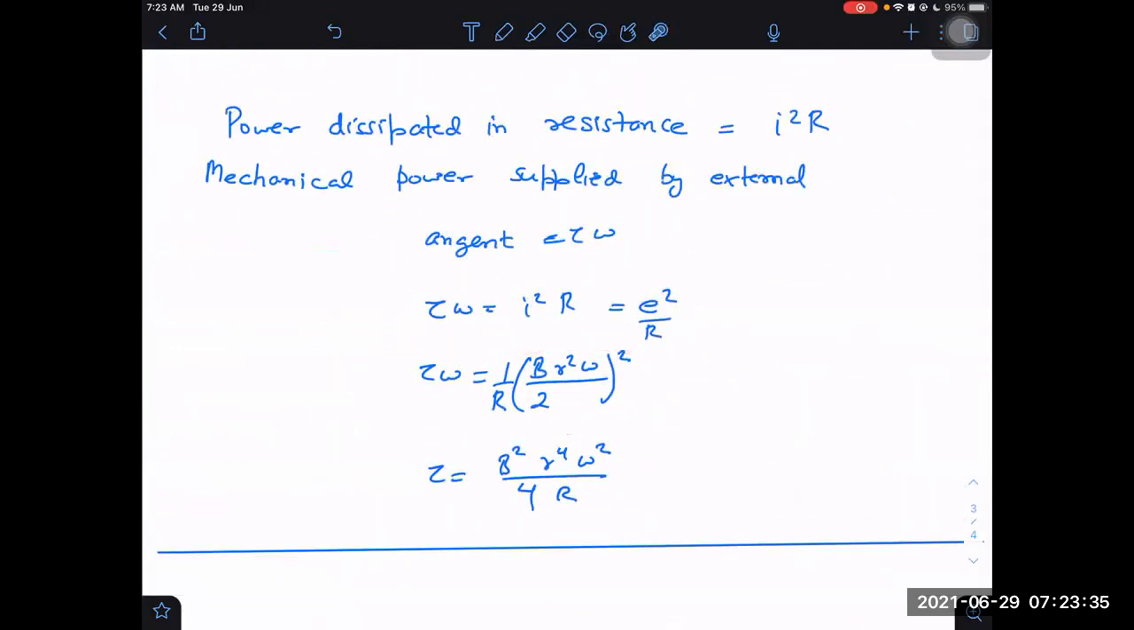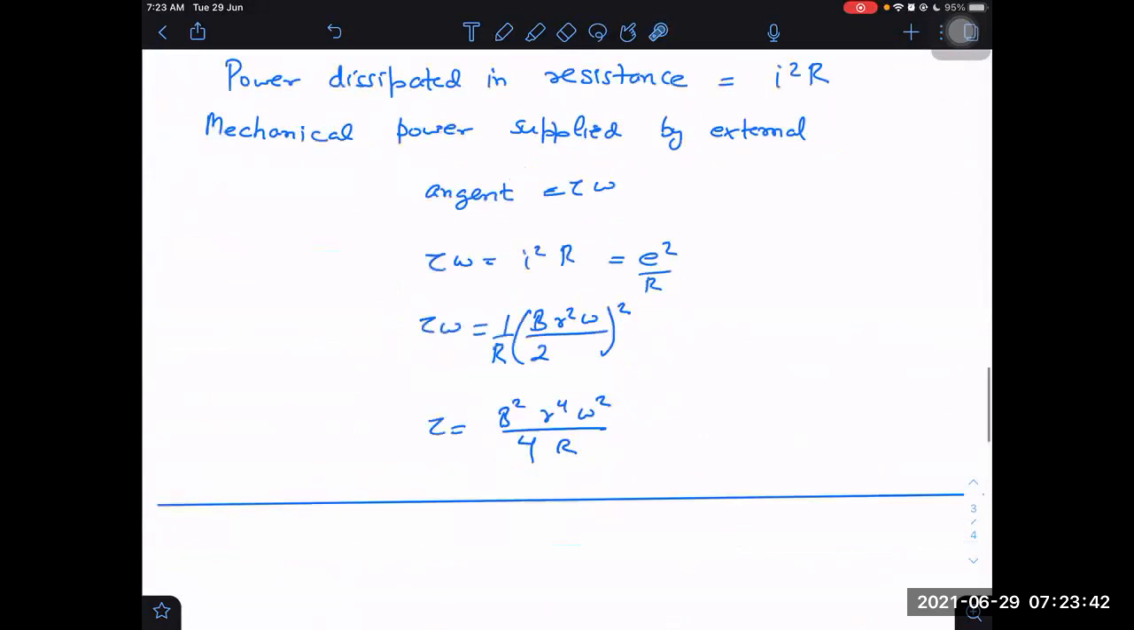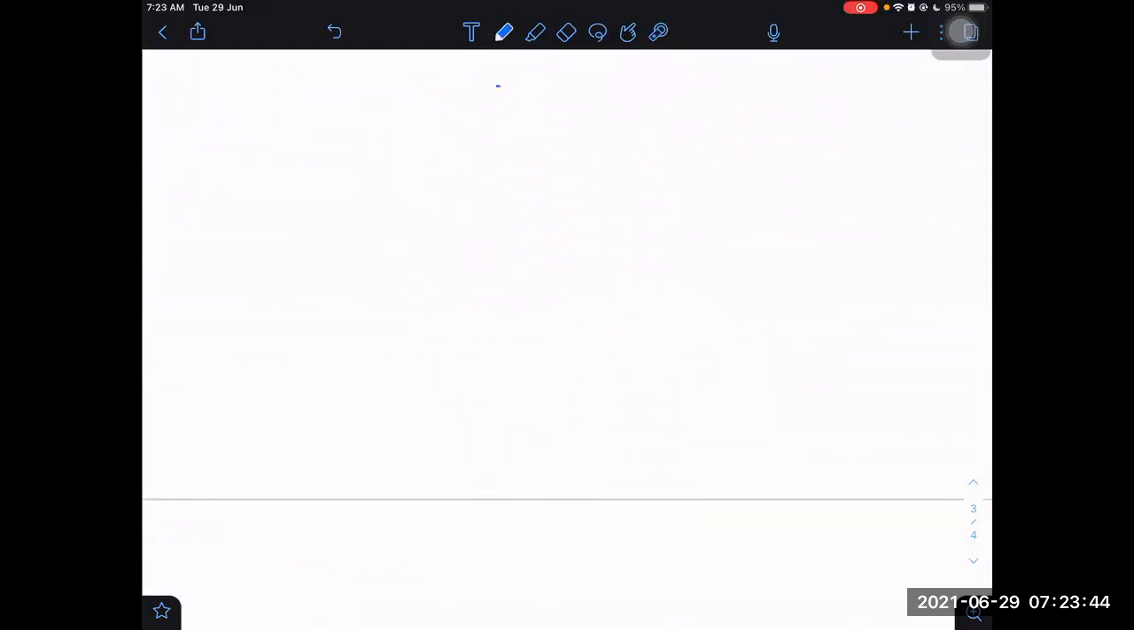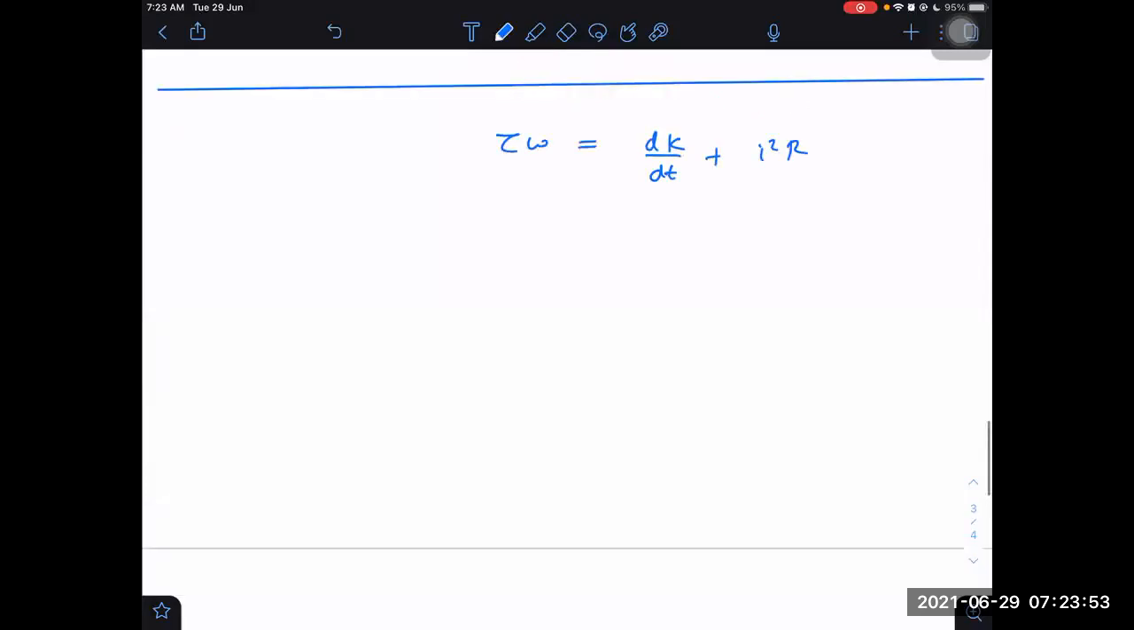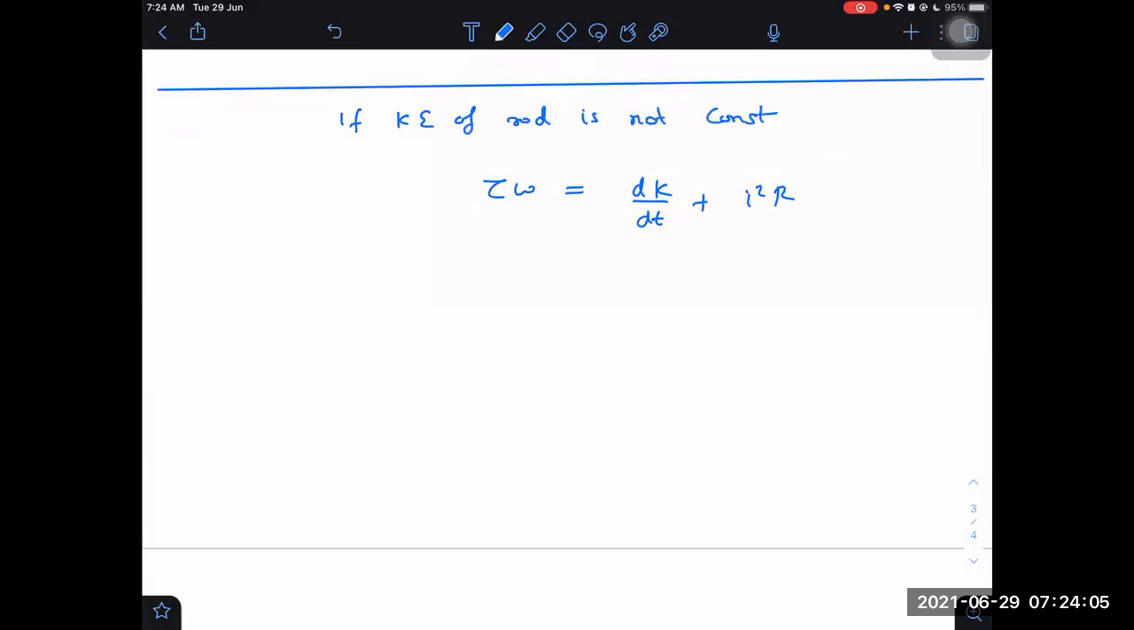But the only problem is that it is applicable in steady state, when power dissipated is equal to power supplied and there is no change in kinetic energy. Otherwise, our equation will be: power supplied, torque into omega, will be equal to dK by dt, change in kinetic energy, plus I square r, when the steady state is not there, when kinetic energy is still changing. If kinetic energy of the rod is not constant, then this would be the condition.